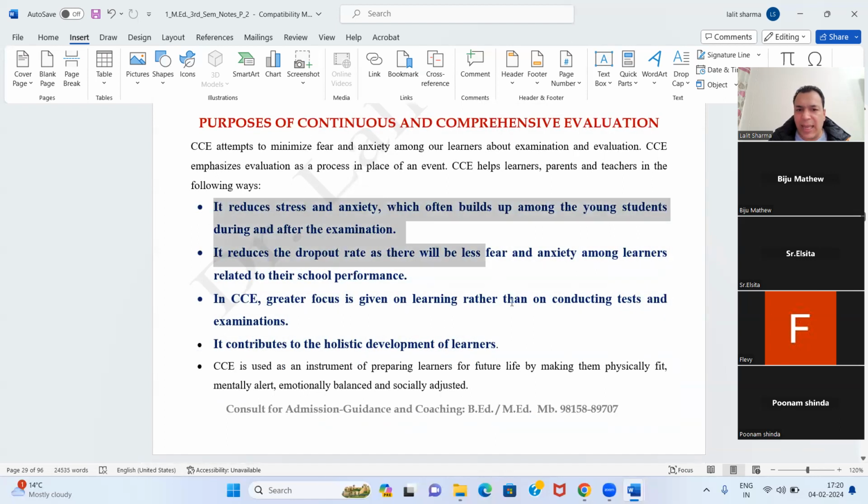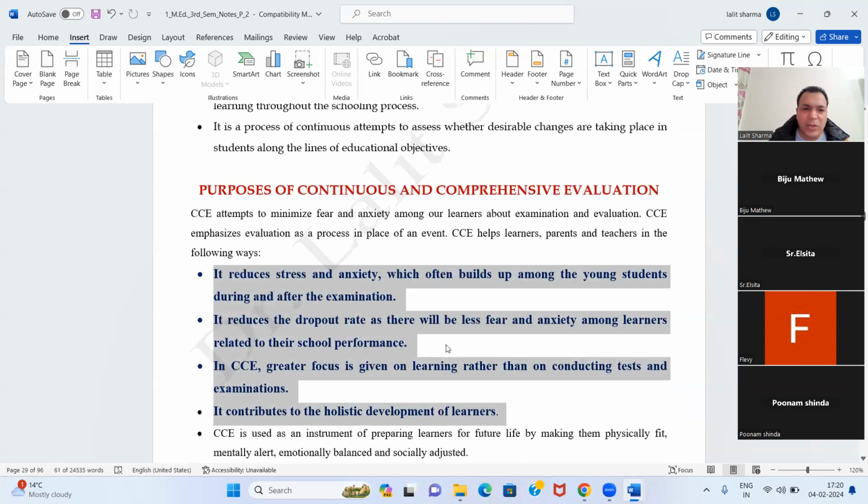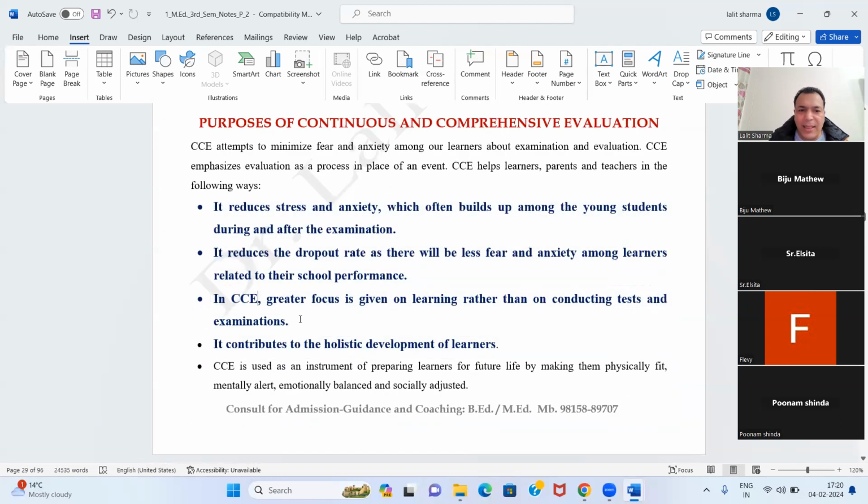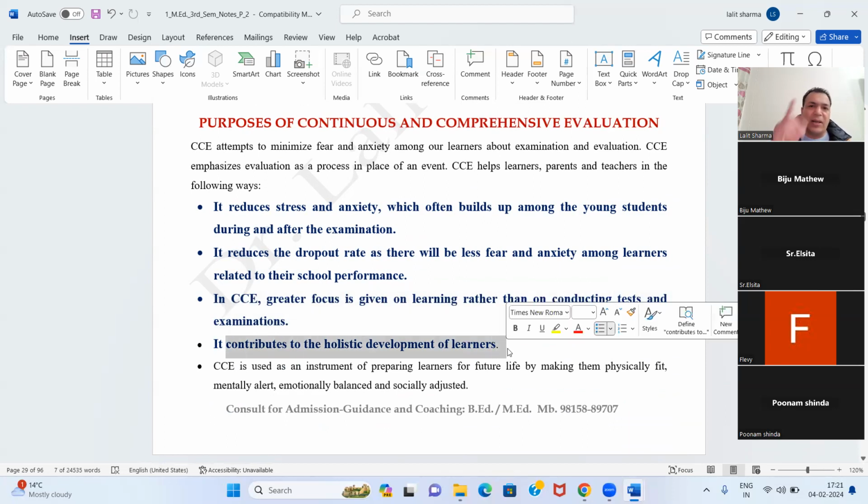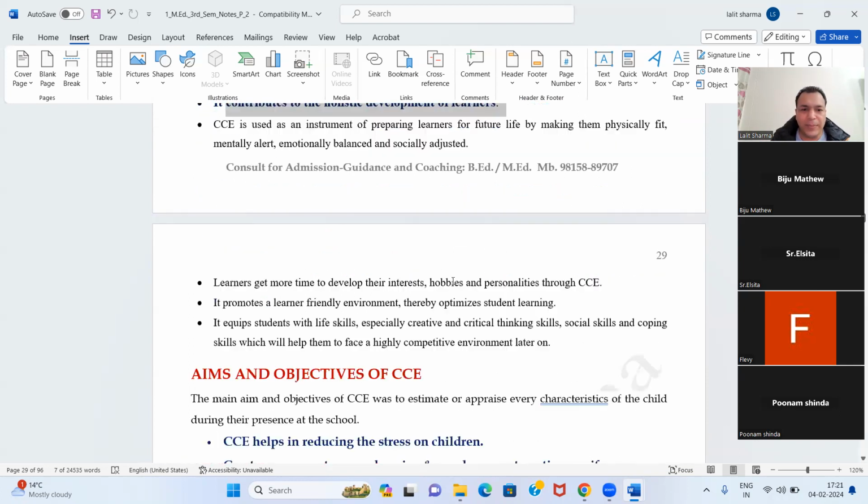It reduces stress, anxiety, which often build up among the young students during after the exam. It reduces the dropout. In CCE, greatest focus is given on learning rather than on conducting test and examination. It contributes to the holistic development of a learner. Holistic word आ गया ना? I was using the word harmonious development, complete development. Holistic development भी same ही है. This is a synonym of harmonious development, complete development, holistic development, overall development. This is today's our focus.